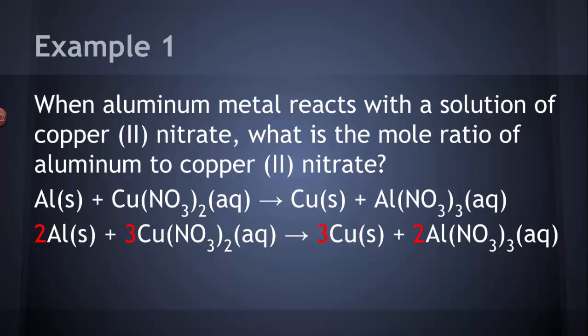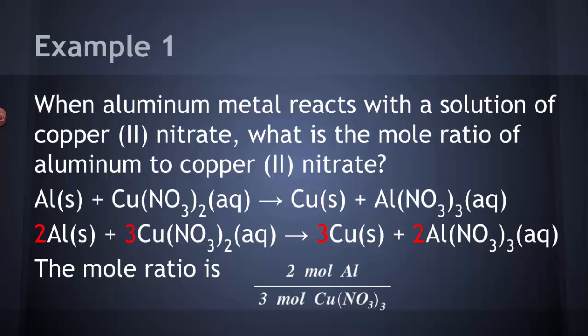So what's the mole ratio of aluminum to copper 2 nitrate? Well, both aluminum and copper 2 nitrate are my reactants, so I look at the coefficients in front of them, and I see that there are 2 moles of aluminum for every 3 moles of Cu(NO3)2. So the mole ratio is 2 moles of aluminum over 3 moles of Cu(NO3)2. Pretty simple.